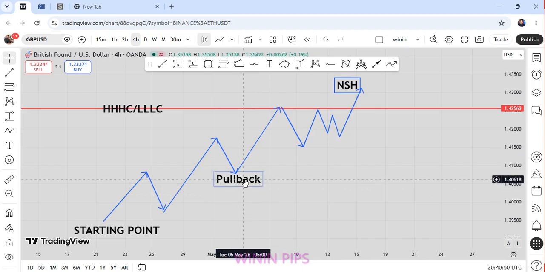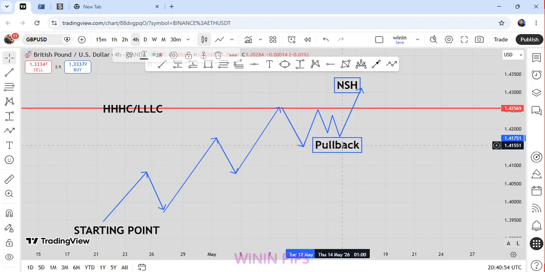Okay, so this is considered to be our pullback, but this one is not our low, because it was not able to push the market through. It was this particular low that pushed the market. So this is our pullback. Okay, so that is that.